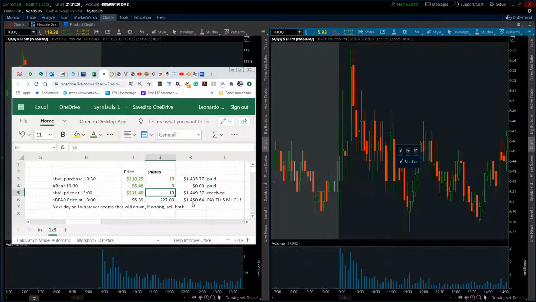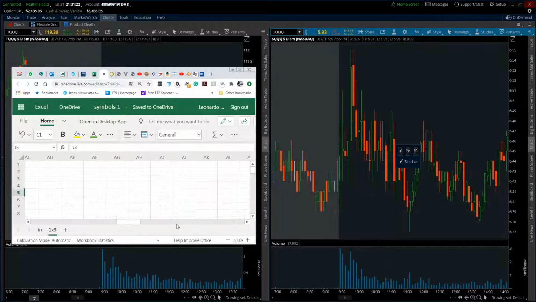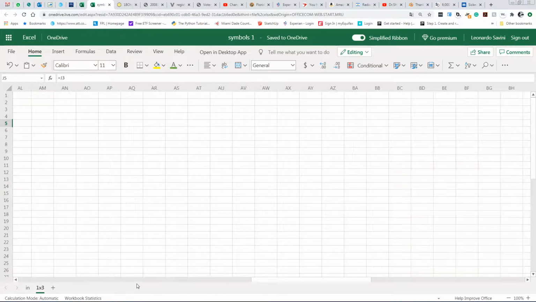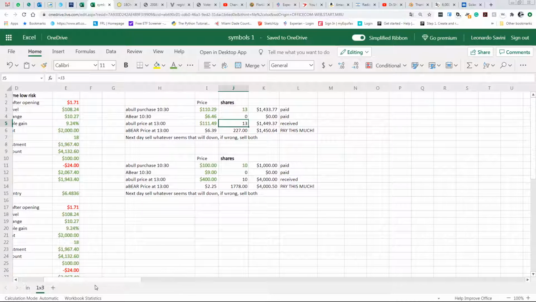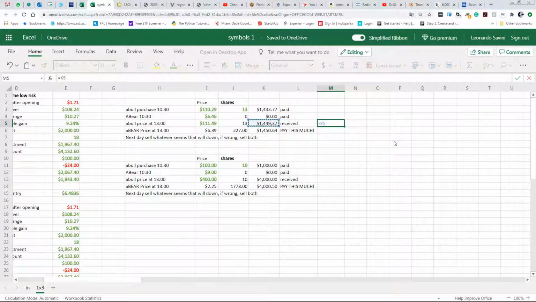How much money you make? Oh my god, this is so little. Let me make this spreadsheet better, so it tells you how much you made. Making equals to this minus. I thought you could make more money with this, but it's very little.